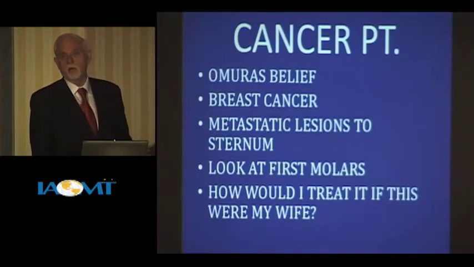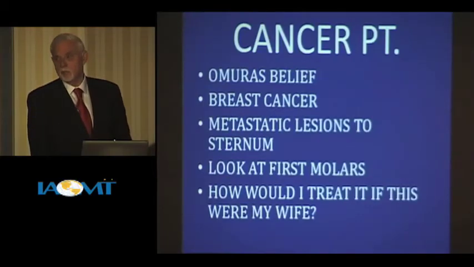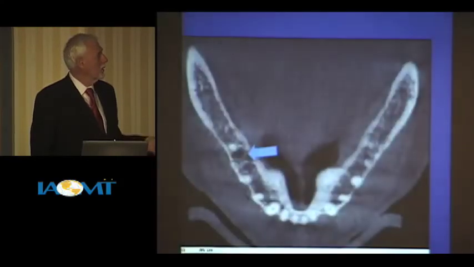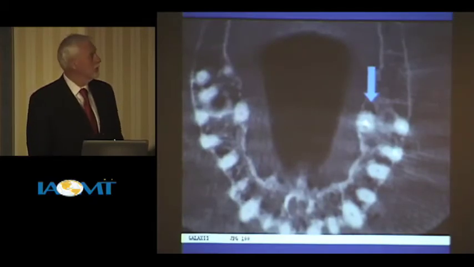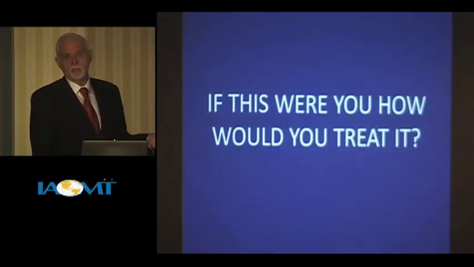How would I treat this if this were my wife? I don't know. I don't think it's over. I don't care if she's got a metastatic lesion to the sternum, I don't think her life's over. Look at the lesions here. Again, you've got to look for them, but they're there. Look at that. Surprise, surprise, root canal treated tooth. So again, everybody's going to have to decide, if this were you or your wife, how would you treat it?